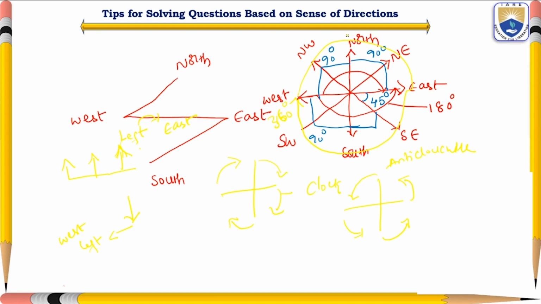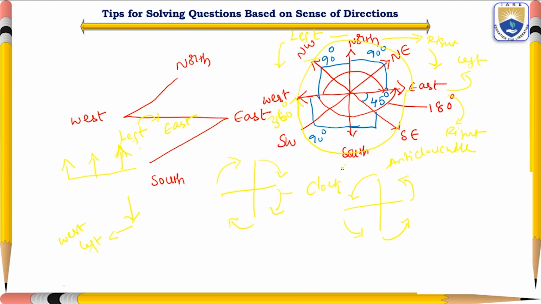Again, one more thing to learn is left and right turns. From the north, if he turns to the left, he will go to the west direction. From the north, if that person moves to the right, he goes to the east direction. From the east, if it is left, he will go to the north. From the east, right means he goes to the south.